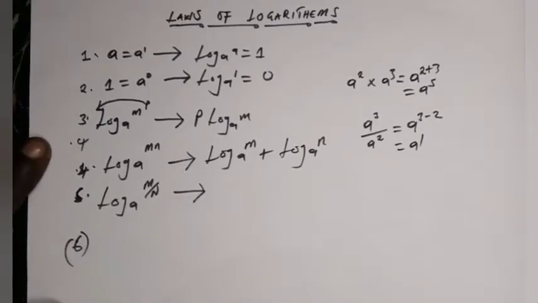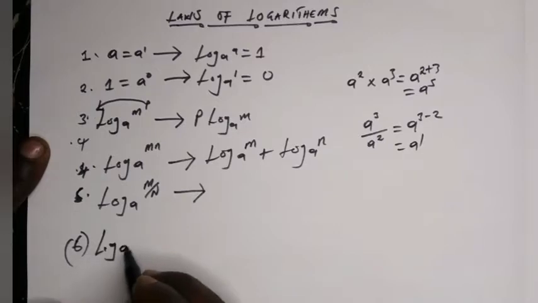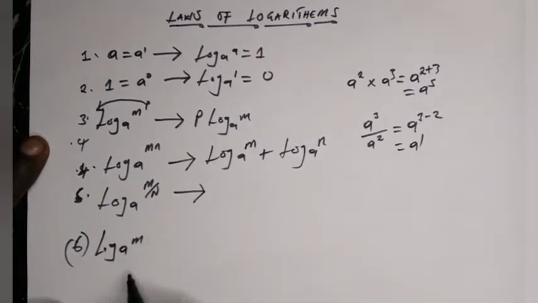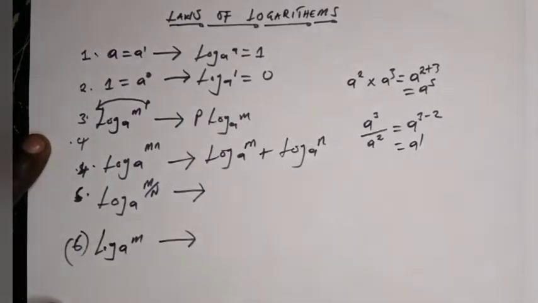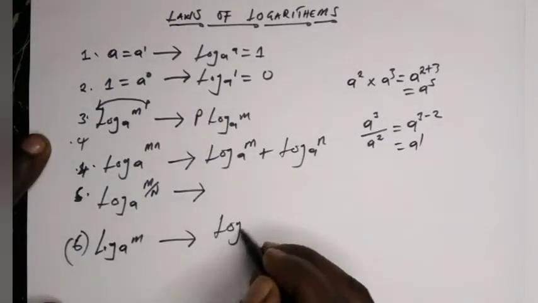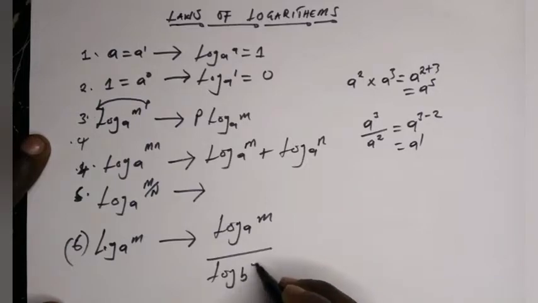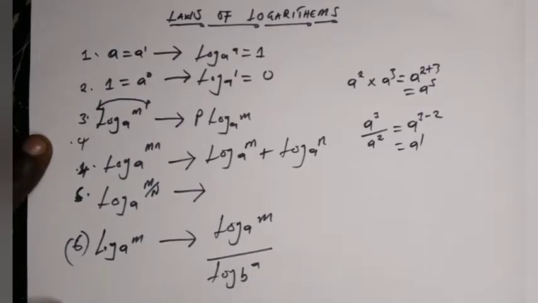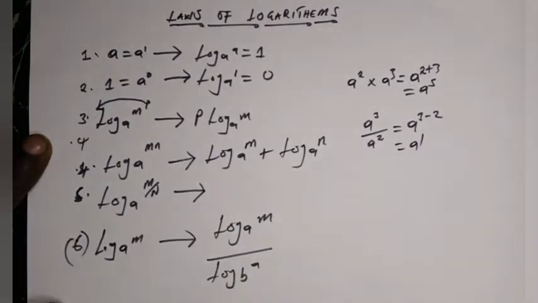Law number 6: if you are given log base a of m, and you want to change the base, you are going to represent it in this way. It will be log m over log a, with the new base b. When you want to change the bases, you use this law.